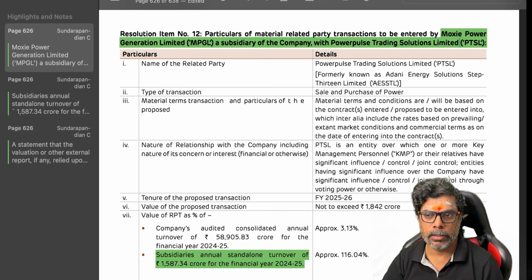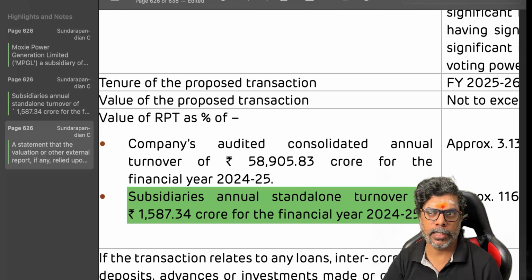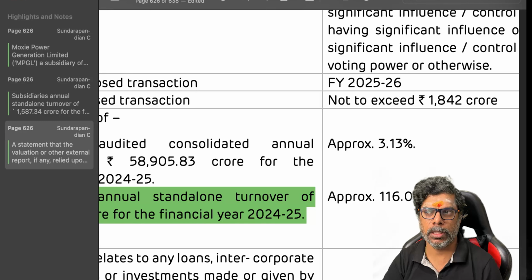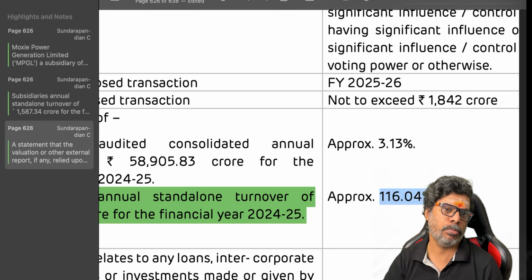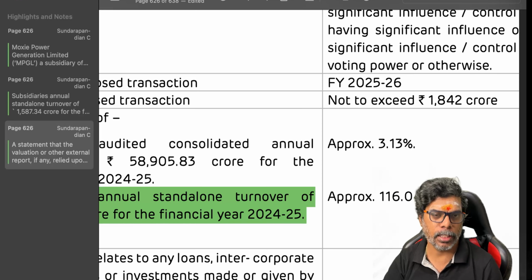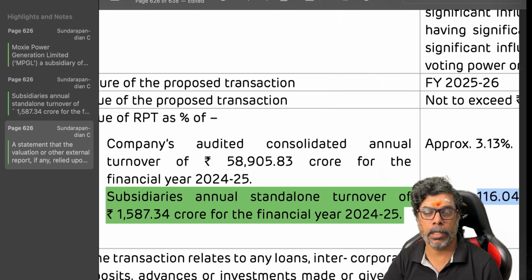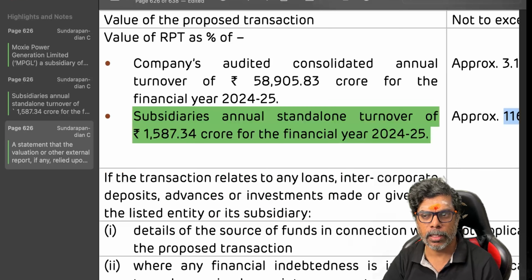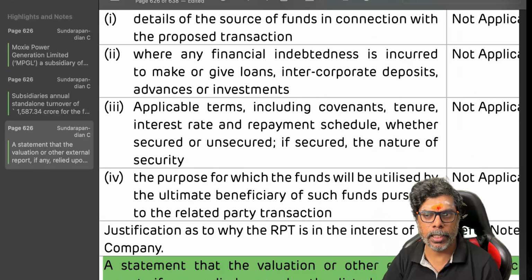Here you can see the subsidiary's annual standalone turnover of 1,587 crore for the financial year. If you see this one, this is approximately 116.04%. If 100% is the limit given, they are at 116%. So more than the subscribed or specified limit. If I go and check any relevant document for this one, they're saying it is not applicable.